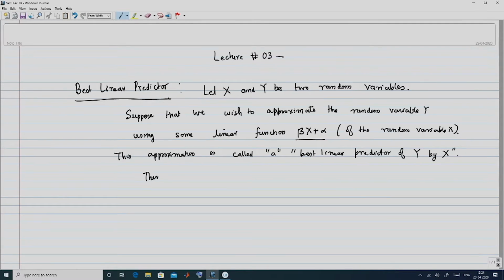So, accordingly let us define the error in terms of a variable epsilon. So, then the error in the approximation is the difference between y and the predicted value beta x plus alpha, and I will denote this by epsilon, and this epsilon is called the residual random variable.